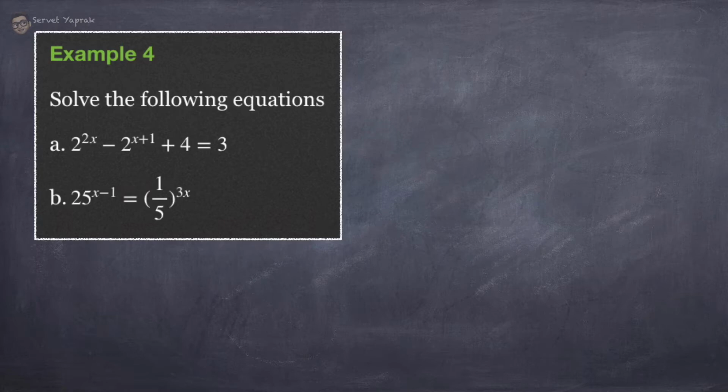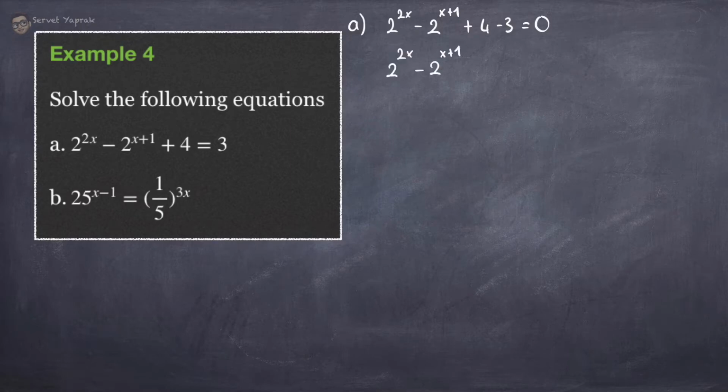plus 4 equals 3. So if we move 3 to the left side, we have 4 minus 3 equals 0. And then 2 to the power of 2x minus 2 to the power of x plus 1 equals 0. At this point, it is difficult to solve this question. But if we isolate 2 to the power of x, we may be able to solve the question.